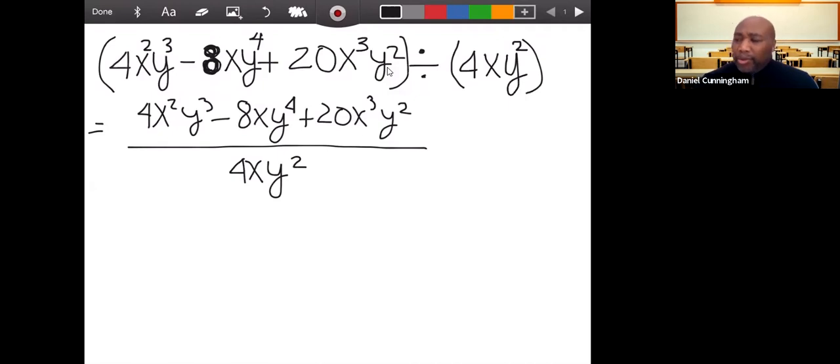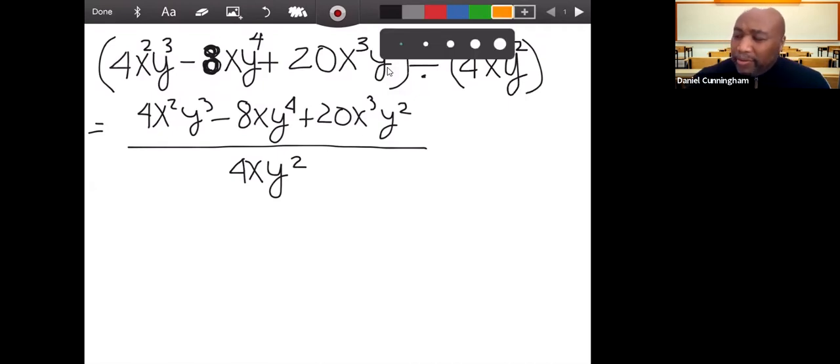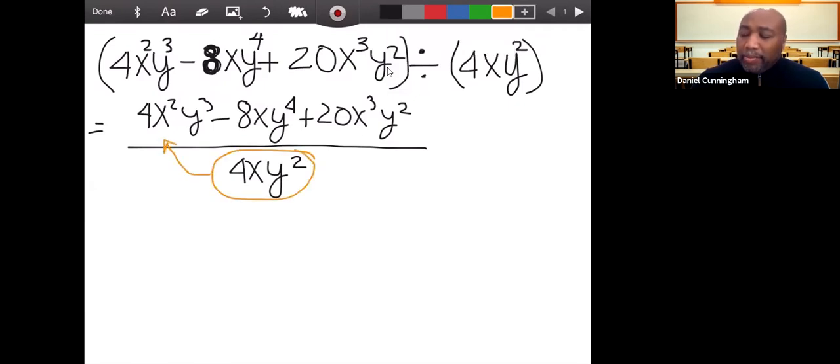So that's how I'm going to rewrite it. And how I'm going to do this, I'm actually going to divide this bottom term into this first term, this second term, and the third term of the top. So you're going to do 3 divisions, because that 4xy squared that I circled in red is dividing into all 3 of the terms on the top. So you're doing 3 divisions. And this is how you write it. So let's do this.